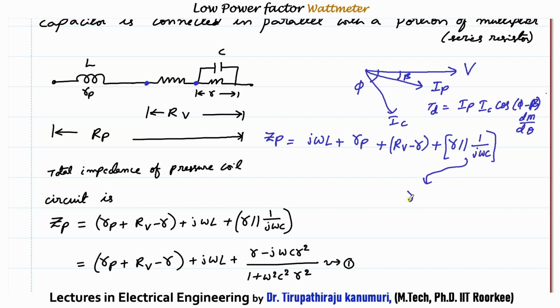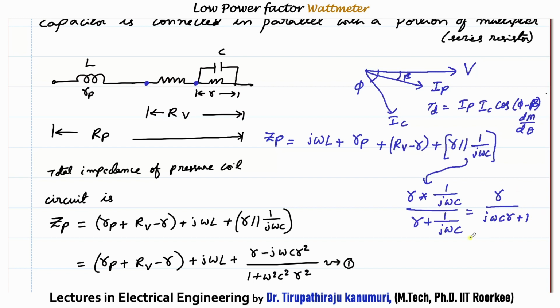So this part I can write as R into 1 by j omega C divided by, because R1 in combination with R2 is R1 R2 by R1 plus R2. The same concept I am writing. So this will be nothing but R divided by j omega C R plus 1, since j omega C will come in the denominator.